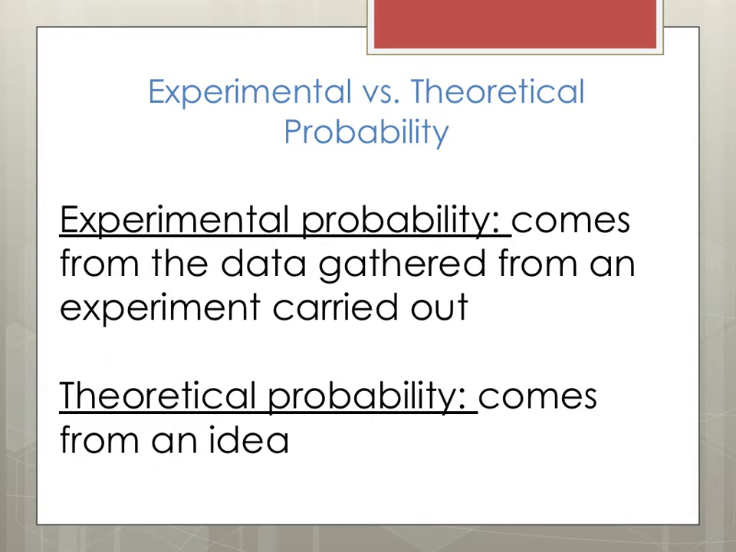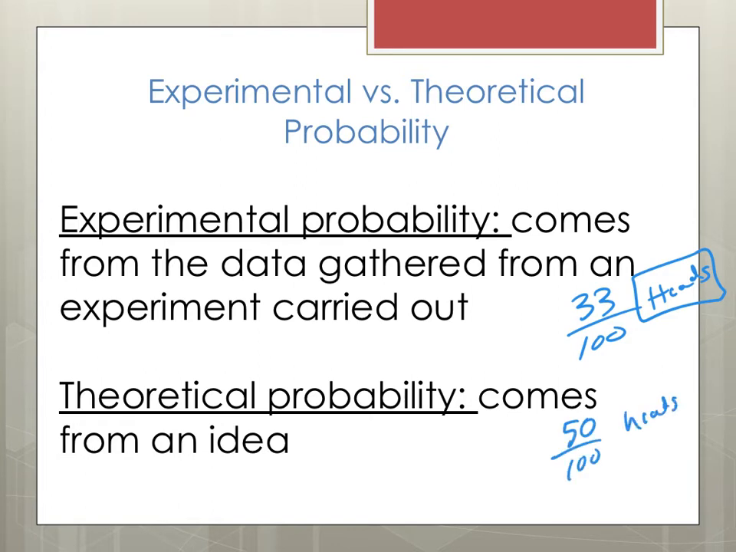So one good example is flipping a coin, let's say 100 times. Well, experimentally, let's say when I flip a coin 100 times, I get 33 out of 100 ending up being heads. That's based off my experiment. But theoretically, half of them should be heads, half of them should be tails. So theoretically, I should have gotten 50 out of 100 for heads. And that's a good example of the difference between the two.